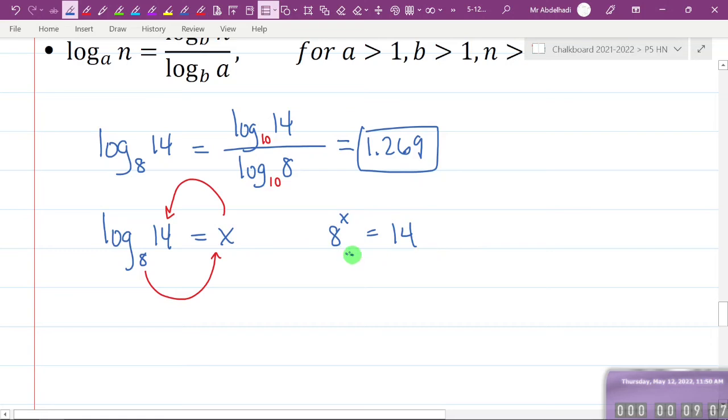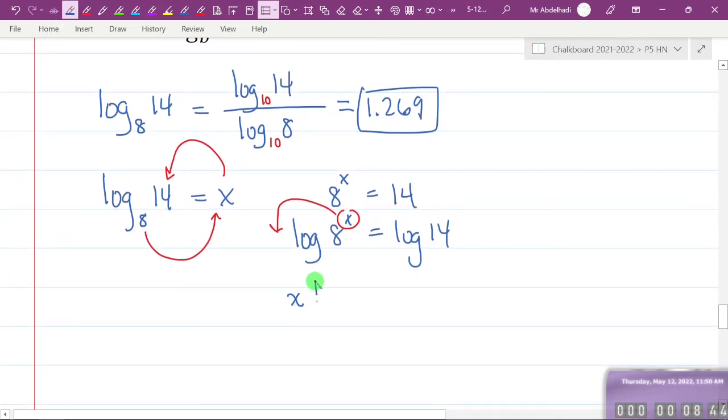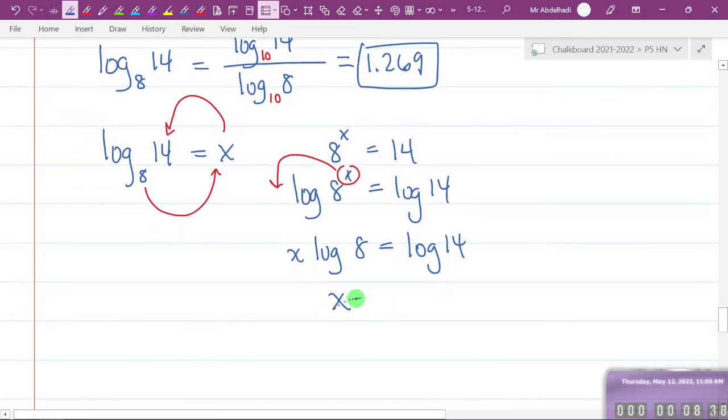And now from here, I'm going to take the log of both sides, which we learned we can do today, right? Take the log of both sides. Log of 8 to the x equals log of 14. Now, using the power property of logs, I can bring this x down like that. And now I get x log 8 equals log 14. Divide both sides by log 8, and I get log 14 over log 8.